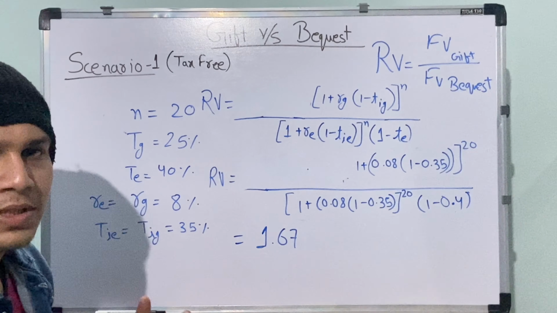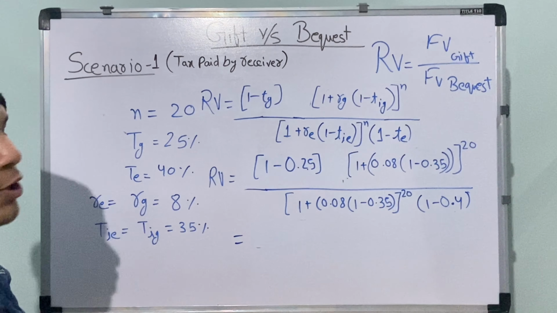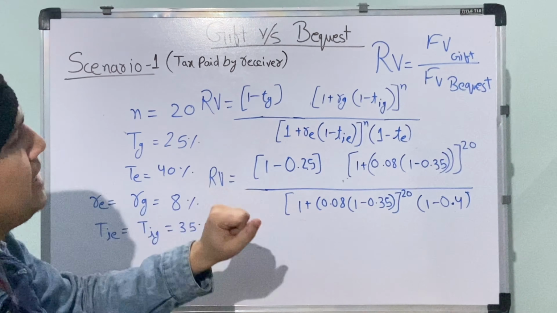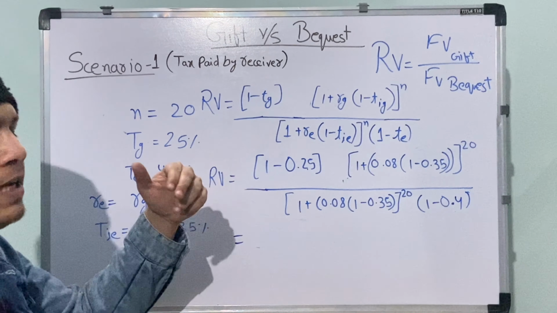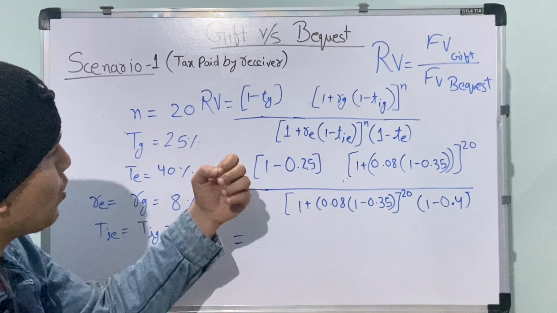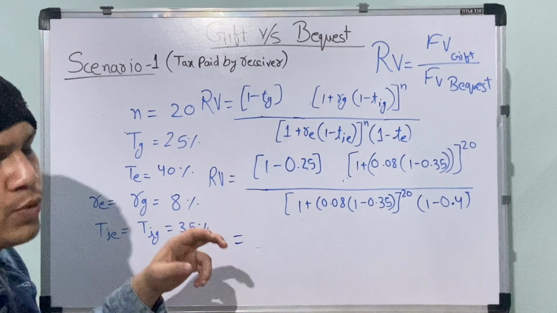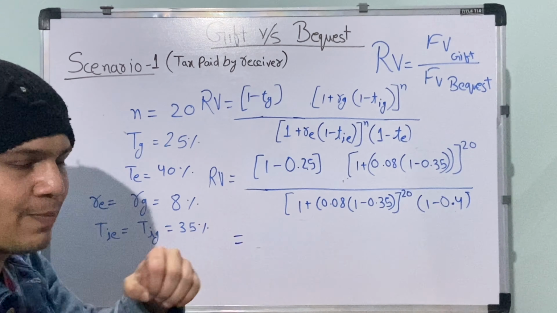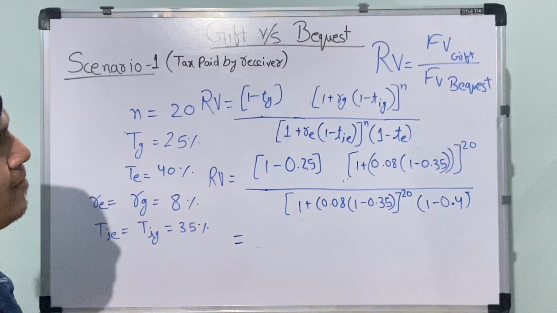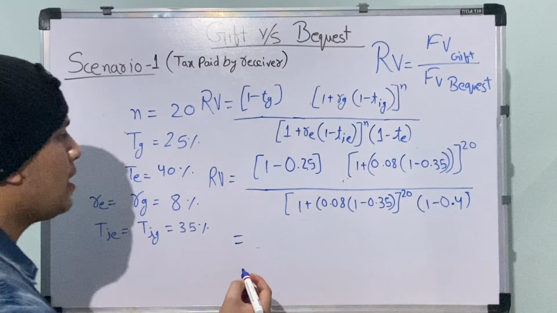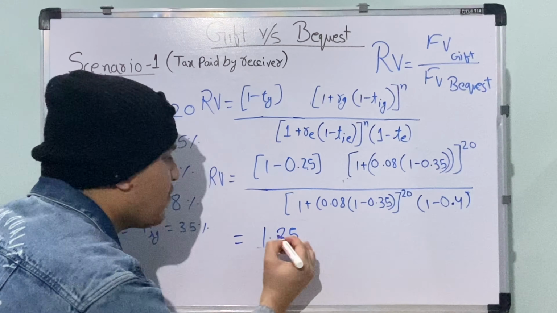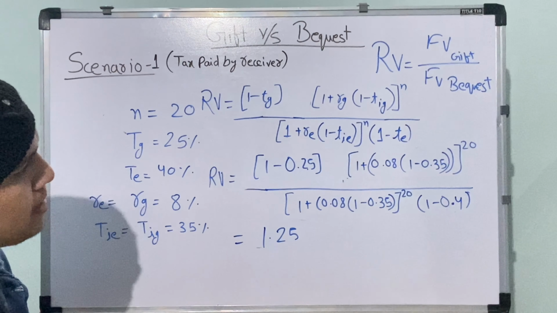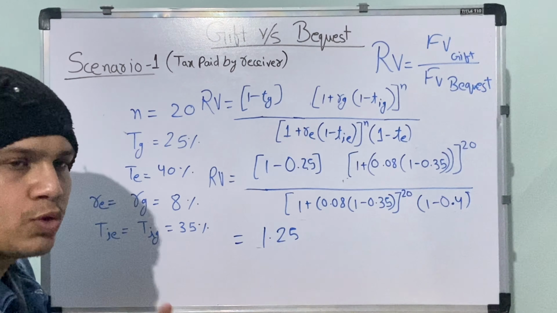Now we will look into scenario 2. In scenario 2, you can see that there is an additional term, 1 minus TG, multiplied. That means that if the receiver is paying tax, that 25% tax will also be removed from the future value of the gift, and that's why it will be a lower number as compared to before. But how much lower? When you calculate, you will find it to be 1.25. Still, the future value of the gift is more than the future value of the bequest. That means it is better to give a gift today.